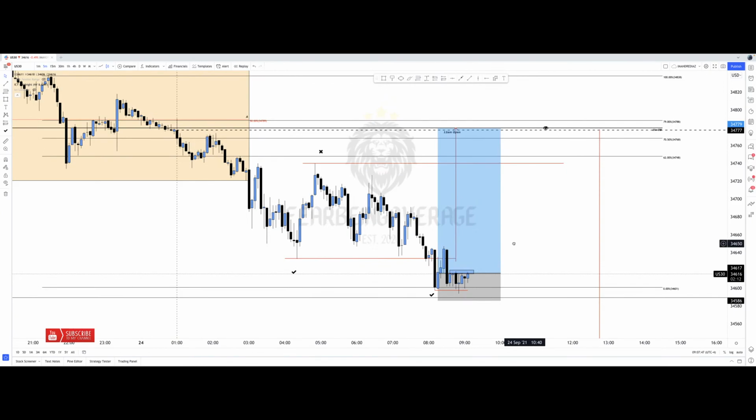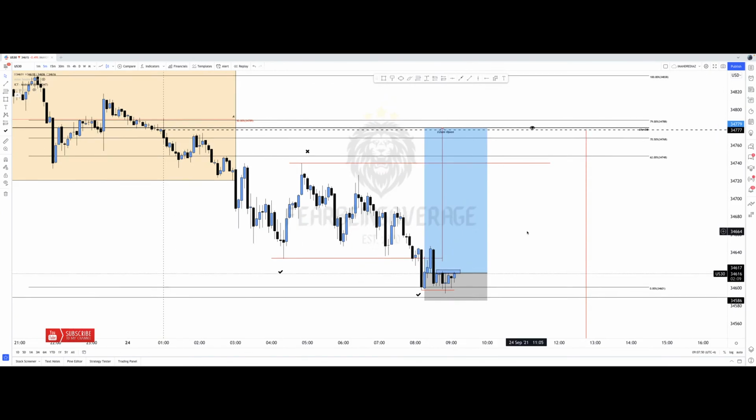And let's see. Slowly about to come into break even now. 911 right now. So let's see what price brings in 20 minutes for 930.